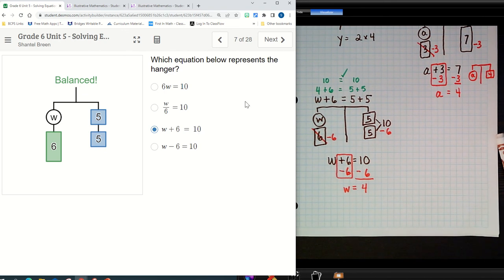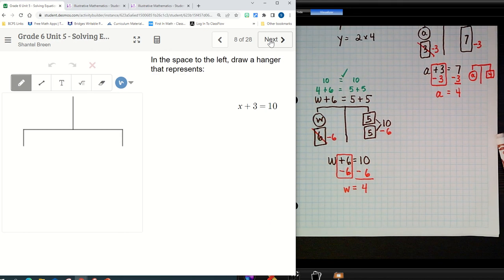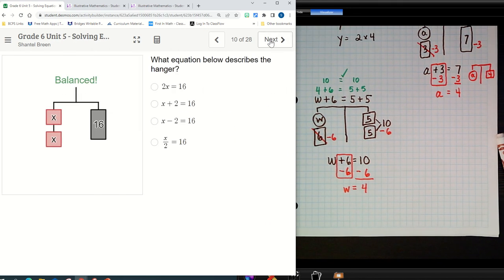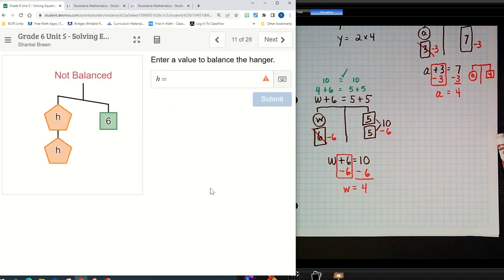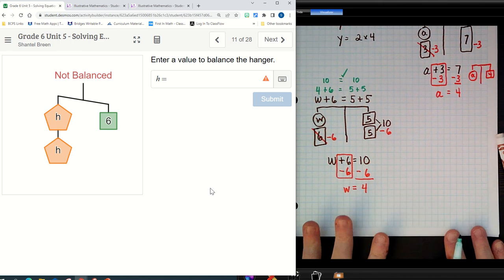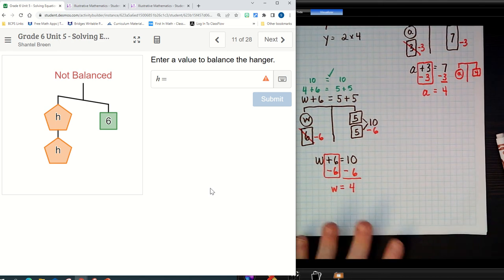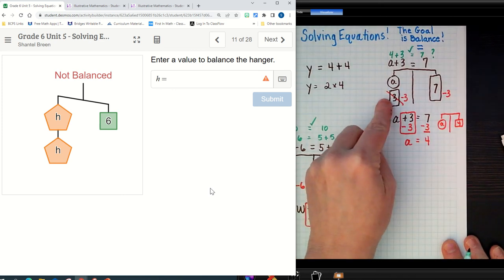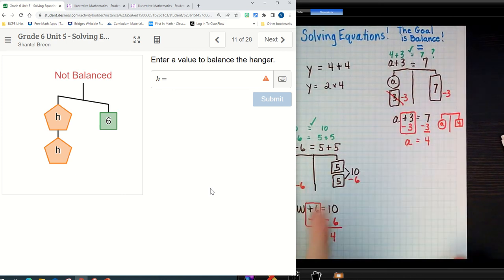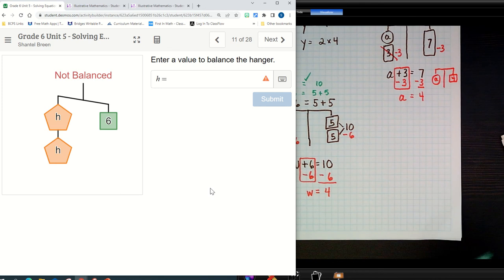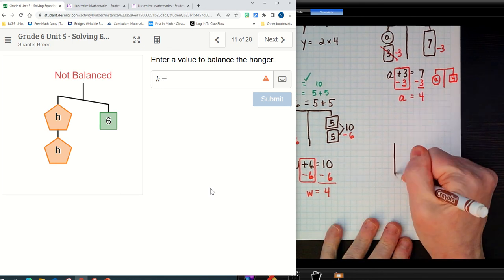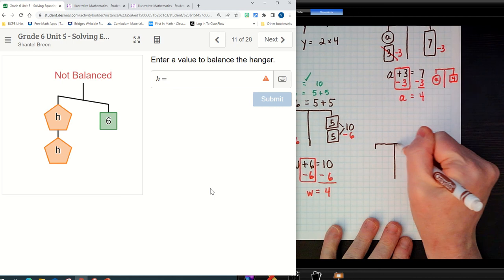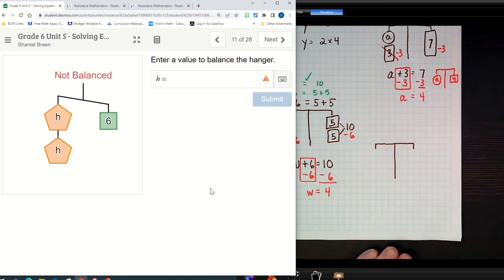All right, so we're going to take a look at some more challenging questions. I'm going to skip ahead and let's take a look at this one. So now we have a different type of equation. These have been addition, W plus 6, 5 plus 5, A plus 3 is equal to 7. Now we're going to get into a different type of equation. So I'm going to create my little balance scale. And again, even at home with paper, you can do this. Just draw a little balance scale.